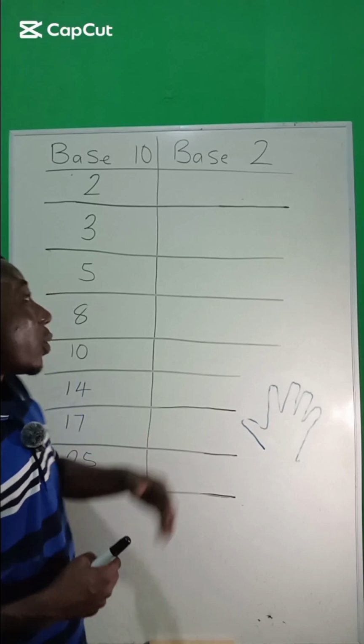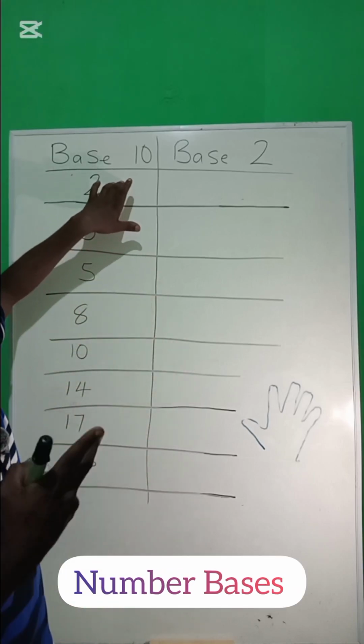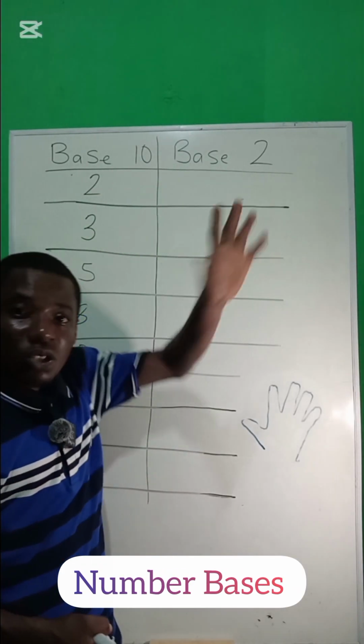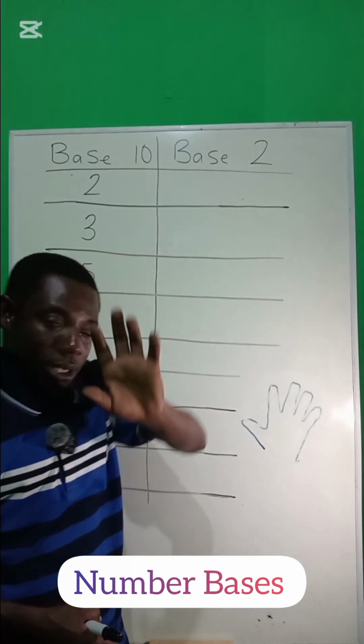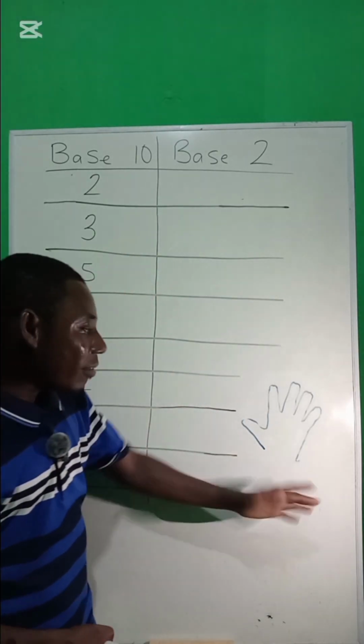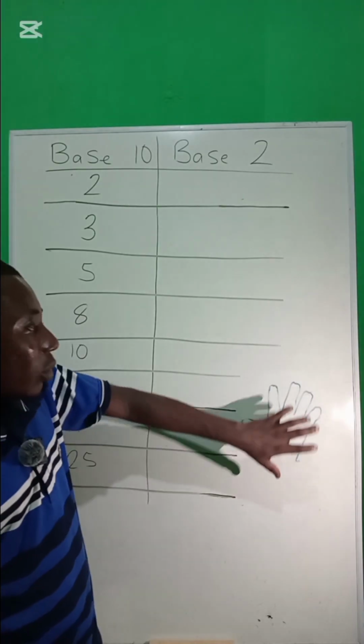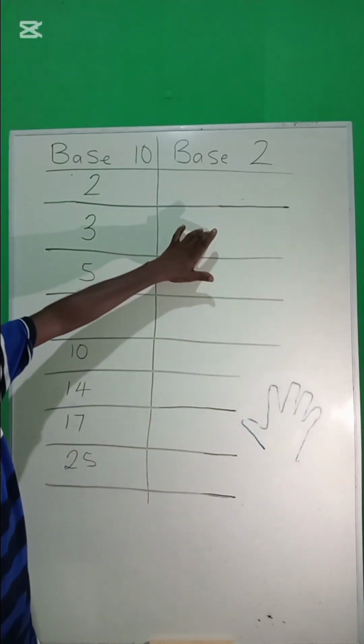In today's tutorial, we are going to learn how to convert simple numbers from base 10 to base 2 by just using our 5 fingers. Okay, so you can see I have drawn my 5 fingers on the board, and we are going to use that one to generate the answers to this side.